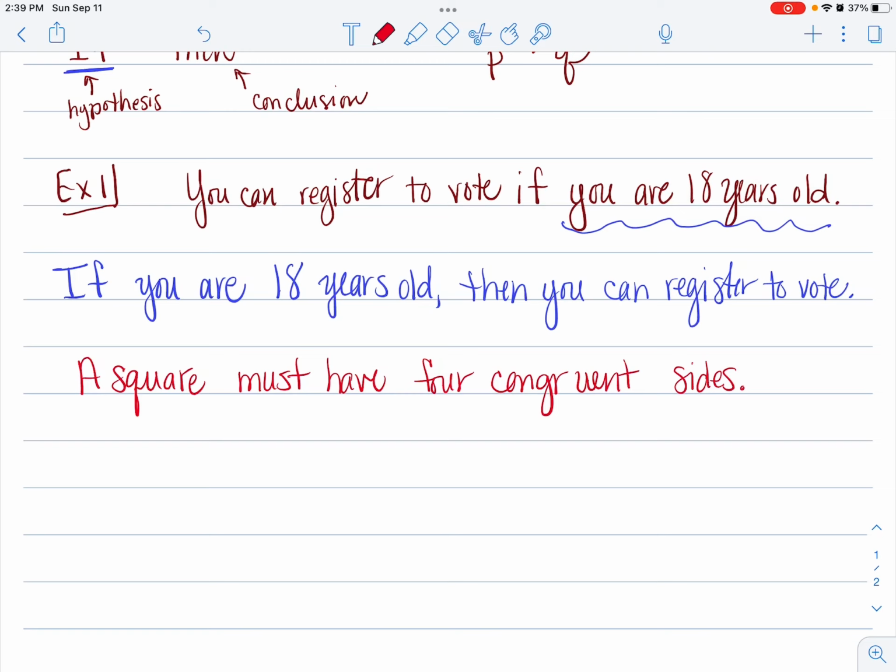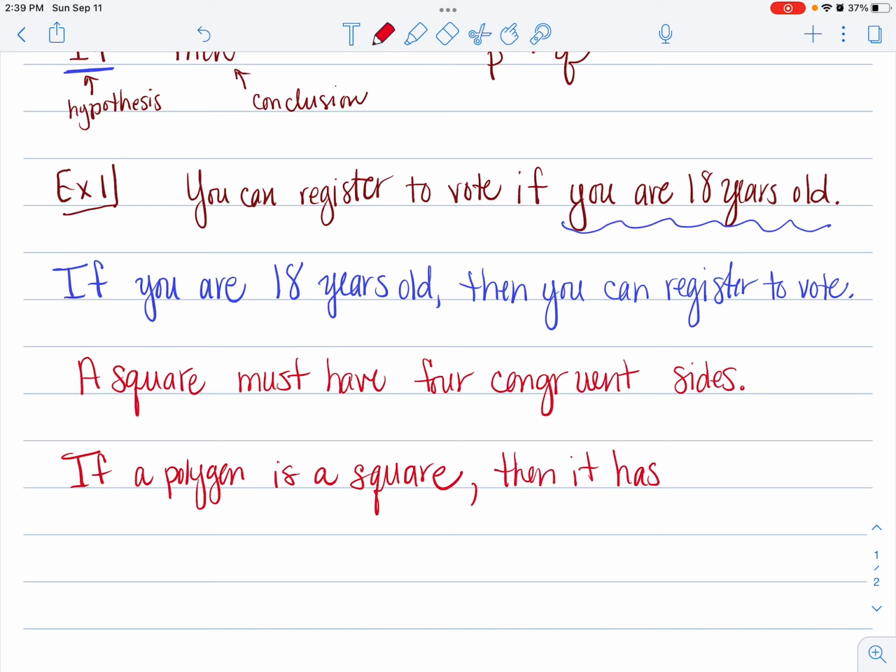In this case, the square is a polygon. So I want to state specifically if a polygon is a square. It's totally okay to add words to help you define something like that. So if a polygon is a square, then it has 4 congruent sides. Okay, so that is writing a conditional statement.